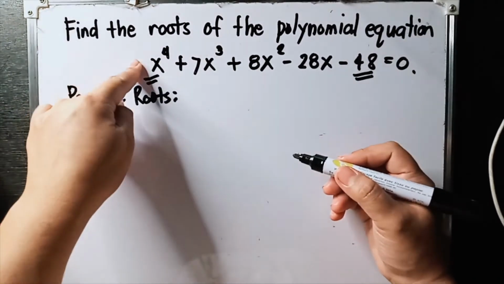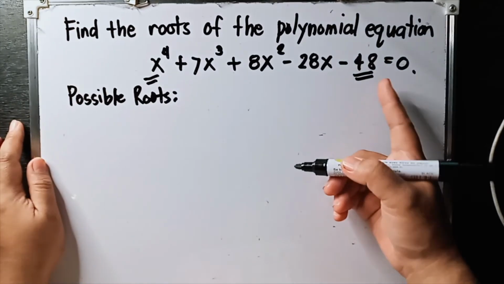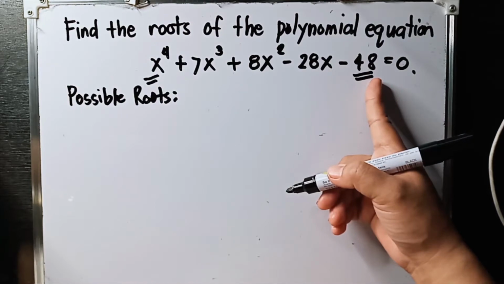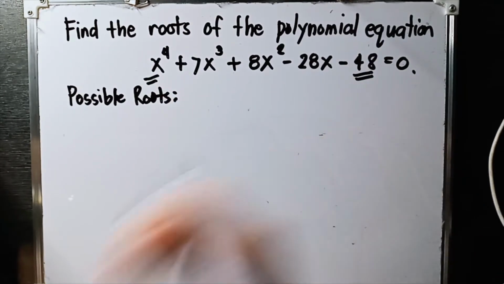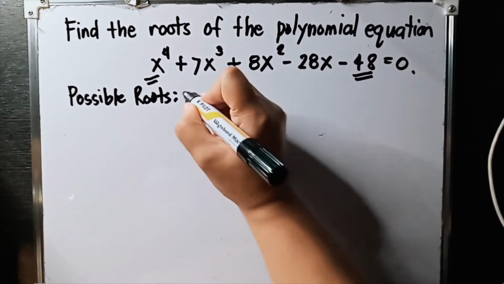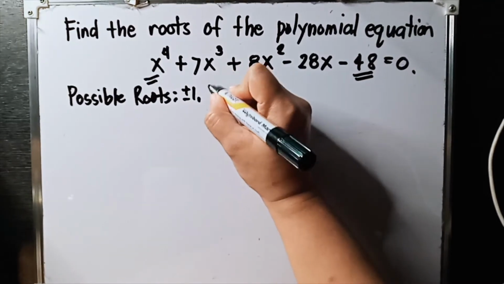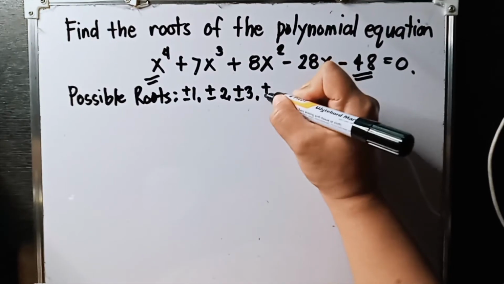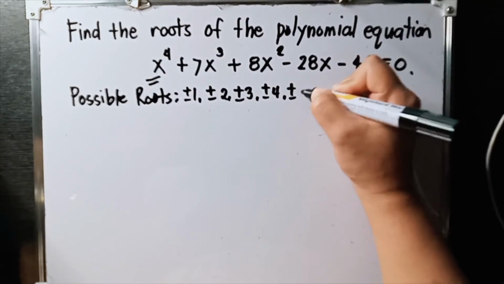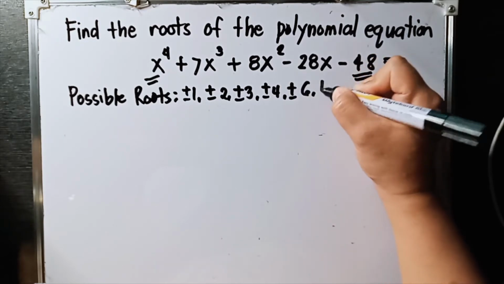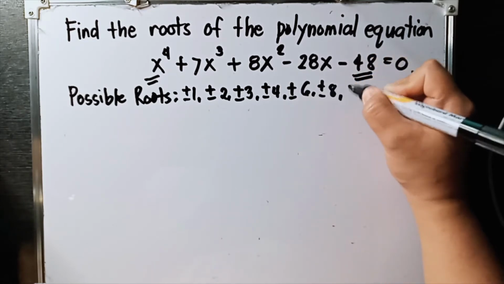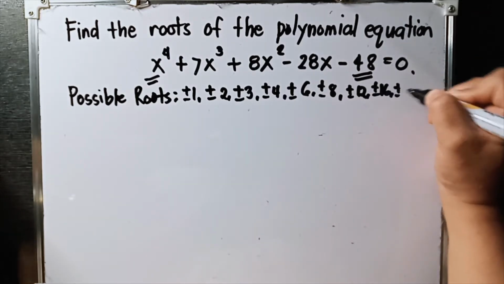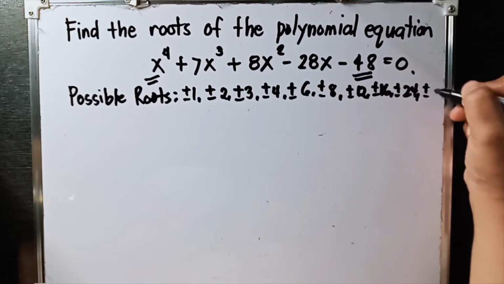Since the coefficient of the leading term is 1, it means that we will just get the factors of negative 48, and that would be the possible roots for this equation. So we have here positive negative 1, positive negative 2, positive negative 3, positive negative 4, positive negative 6, positive negative 8, positive negative 12, positive negative 16, positive negative 24, and positive negative 48.